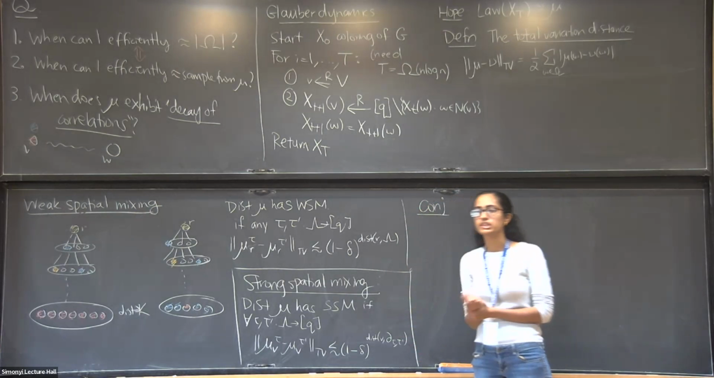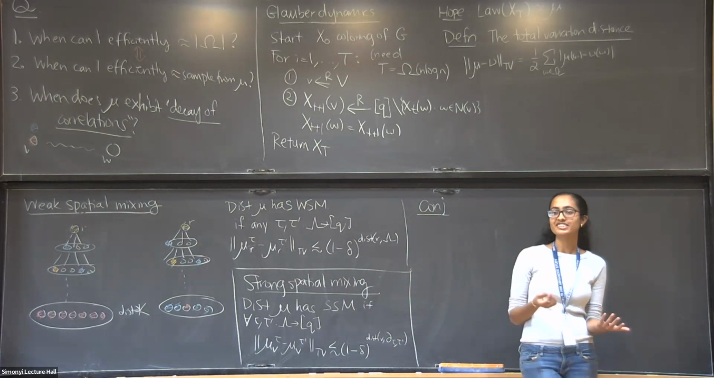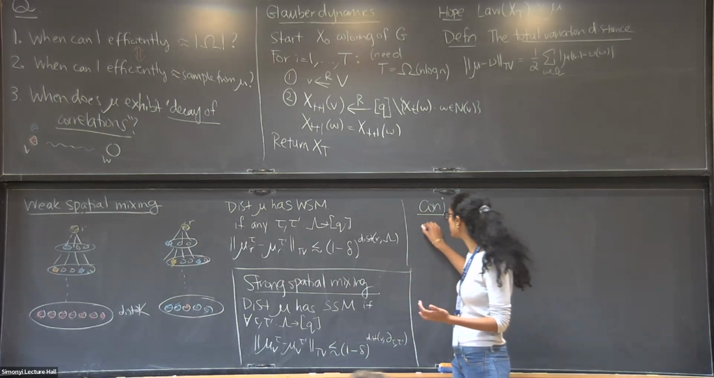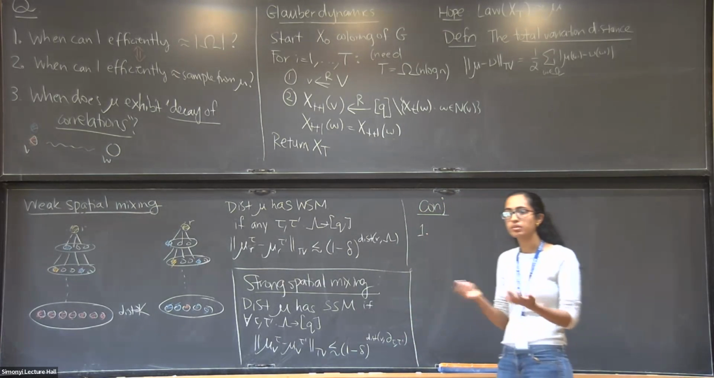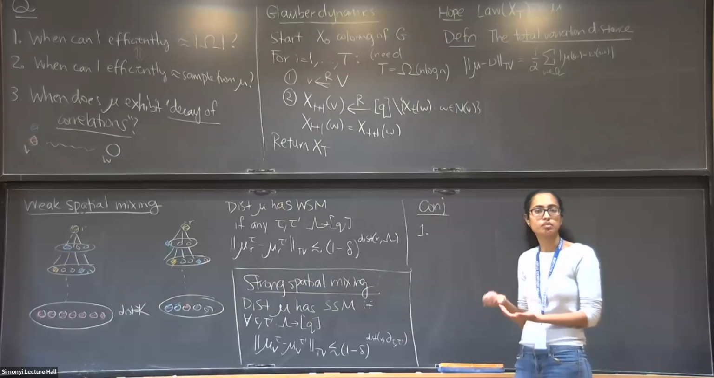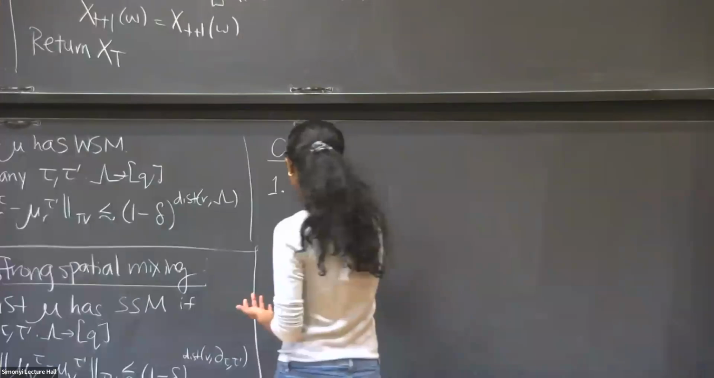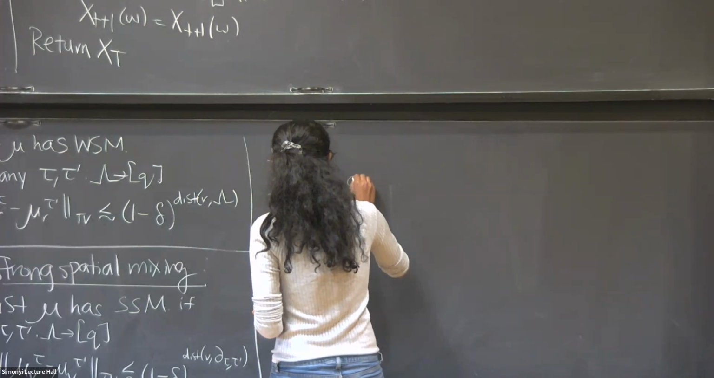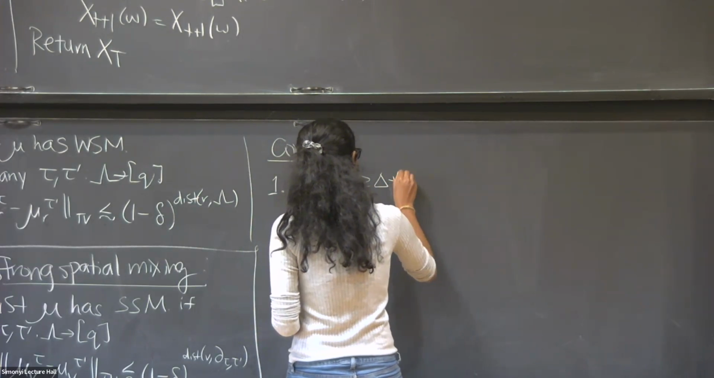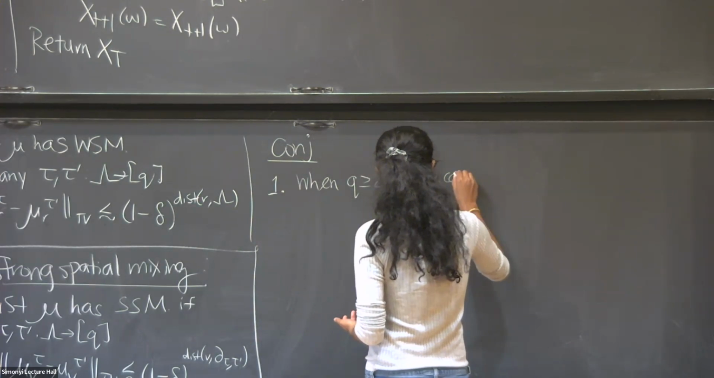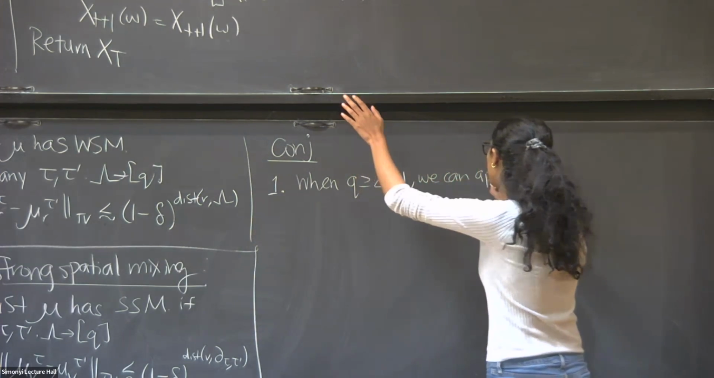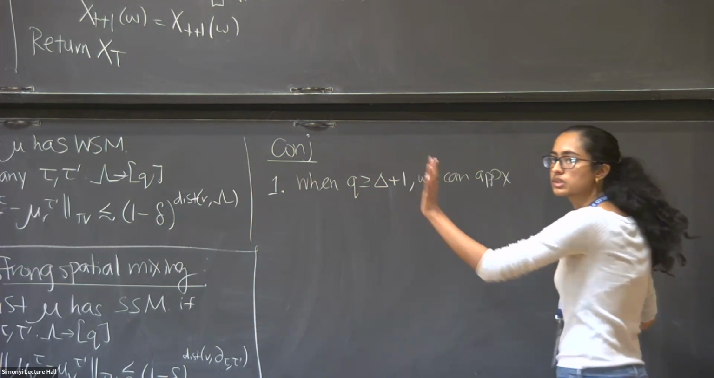So motivated by these definitions, let me tell you a few conjectures. So the first conjecture is, like I said, perhaps the most famous conjecture in this area of approximate sampling and counting, which is that when Q is at least delta plus 1, we can approximately sample from mu. And like I said, if you want this Glauber dynamics strategy to work, you might need to replace this 1 with a 2.